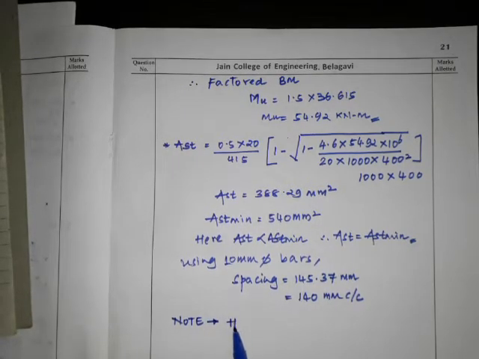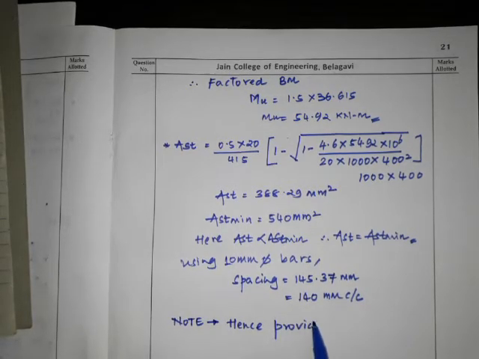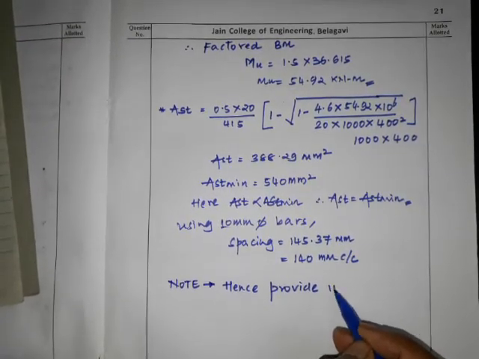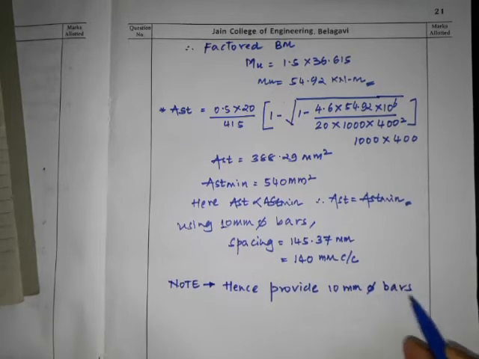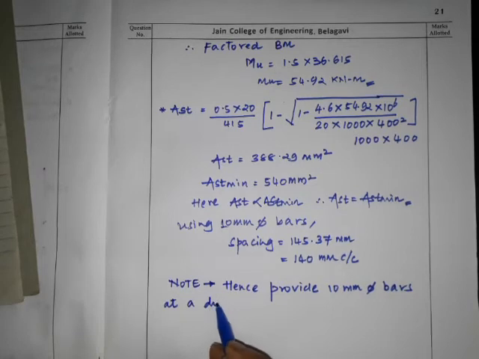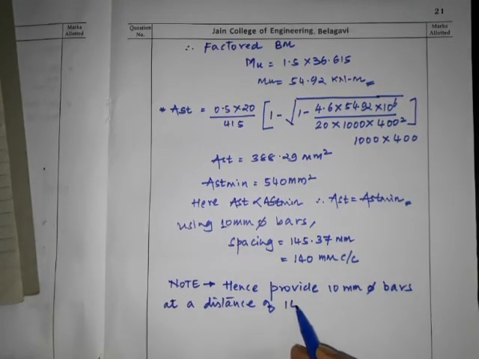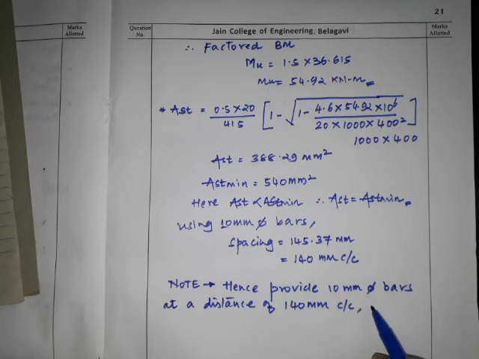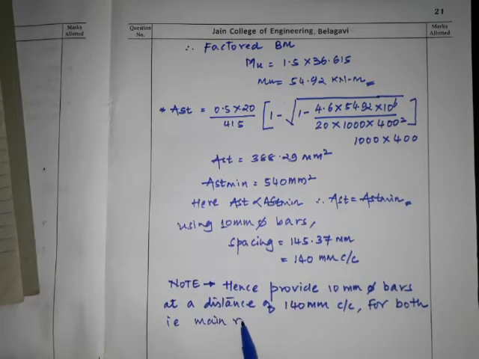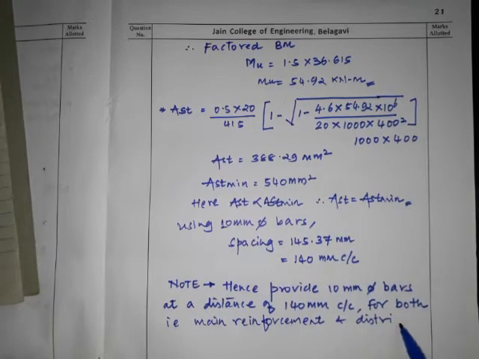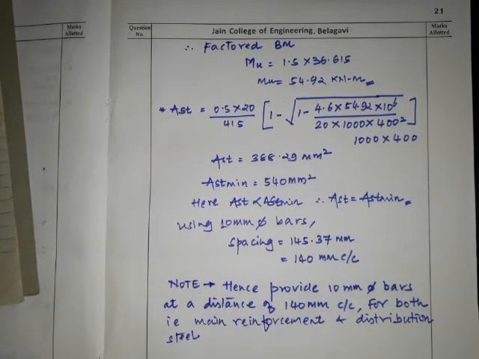So you can write here, hence provide 10 mm dia bars at a distance of 140 mm center to center for both, that is main reinforcement and distribution steel. Okay, so this is regarding design of toe slab.